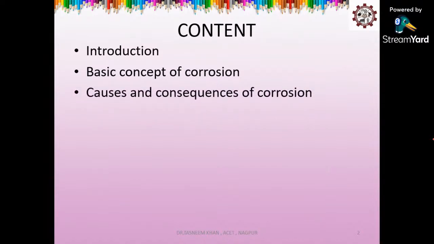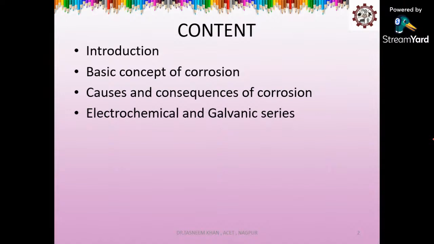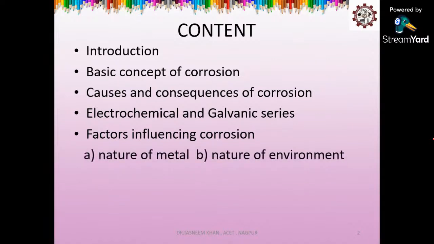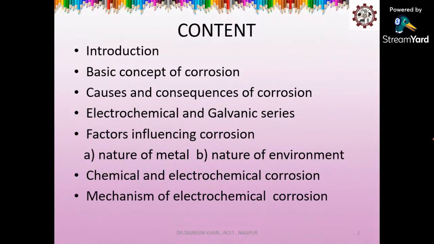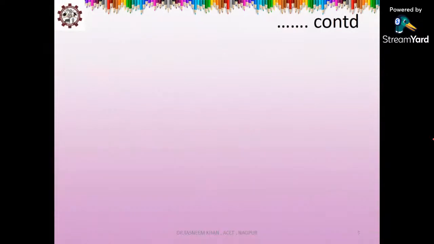The causes and the consequences of corrosion. And then we'll go with the electrochemical and galvanic series. Then the factors which influence the rate of corrosion, that is basically the nature of the metal and the nature of the environment. Then we'll go with the chemical and the electrochemical corrosion, the difference, the mechanism of electrochemical corrosion, then the Pilling Bedworth rule. On this Pilling Bedworth rule, we have a numerical for 2 to 3 marks. So we'll be calculating the Pilling Bedworth ratio.